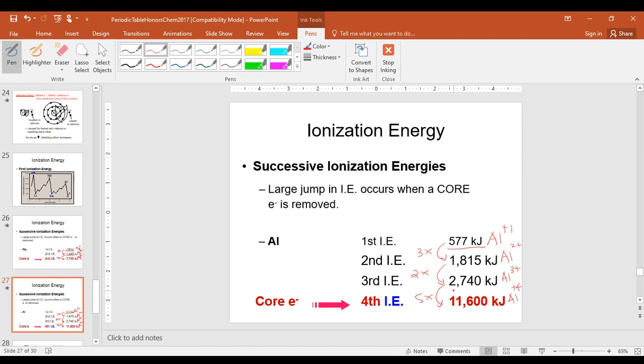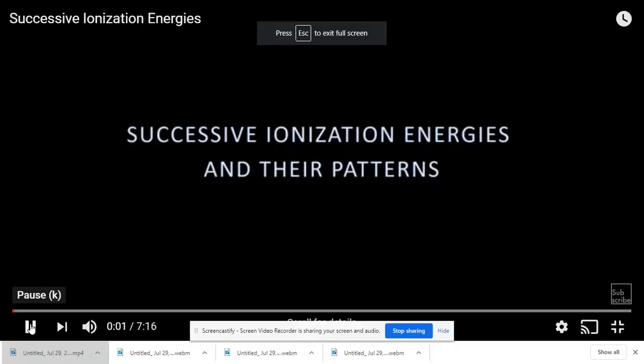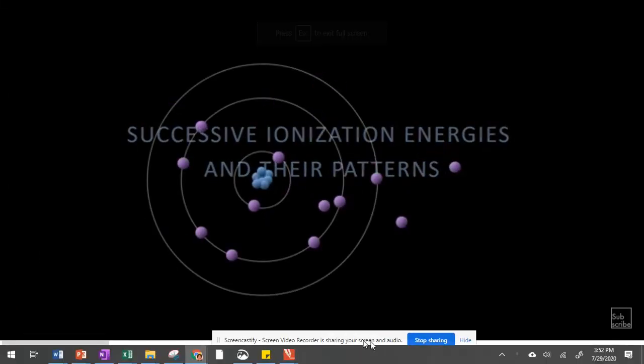So here we see the largest jump in the ionization energy. We remove that core electron, once again from a very stable noble gas configuration. So like I said, I want you now to watch a video which will show you in more detail about these large jumps in the successive ionization energy and how you can use that to identify which element or which group the element might be in.